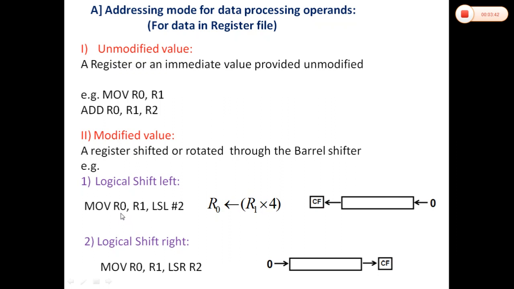Therefore, effectively this instruction multiplies R1 by 4 and stores the result into the destination register R0. This diagram shows the operation of the logical shift left. When the bits are shifted left, zeros are introduced from the right side, and the most significant bit will go to the carry position. The logical shift right operation is shown here. When the number is shifted right, zeros will be introduced from the left side, and the least significant bit which emerges out will be taken into the carry position.